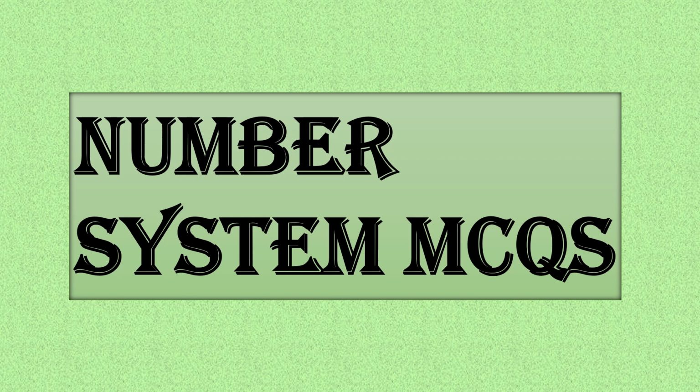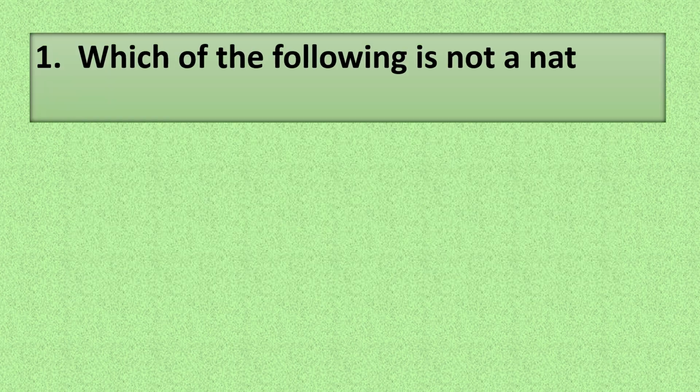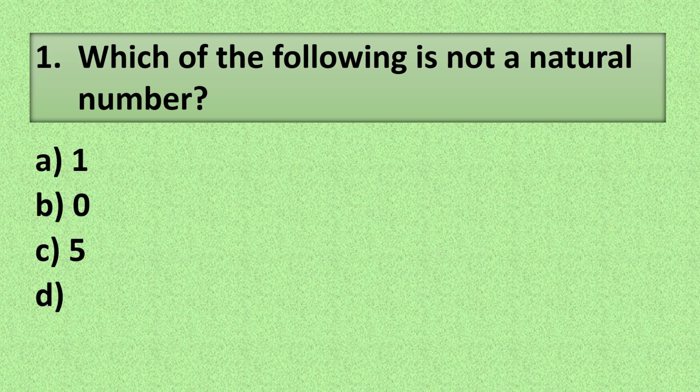And the first MCQ is: Which of the following is not a natural number? Options are A) 1, B) 0, C) 5, and D) 100. Which of the following is not a natural number? And the answer is B) 0.